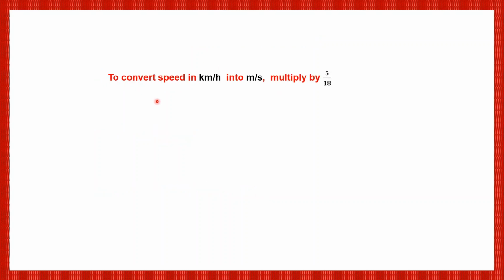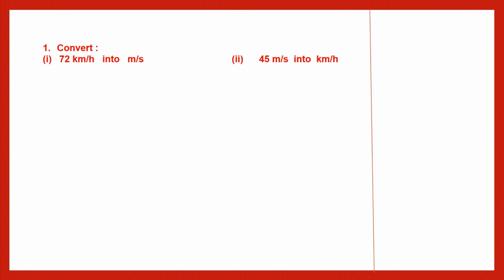Now, if you have to convert speed, which is in kilometer per hour, into meter per second, these are the units. Speed should be in kilometer per hour or it should be in meter per second. If you have to convert from kilometer per hour into meter per second, multiply by 5 by 18. Now, if you have to convert meter per second into kilometer per hour, multiply by 18 by 5. So let's begin our revision.